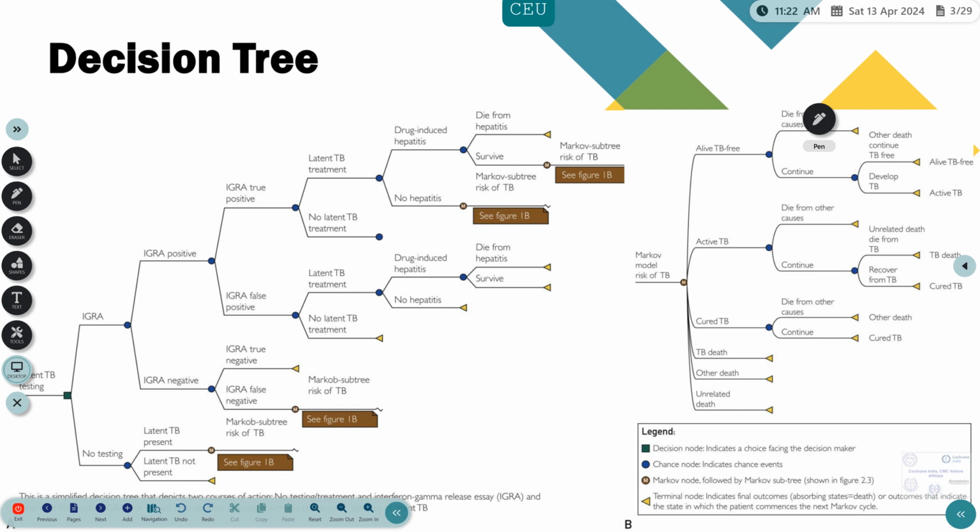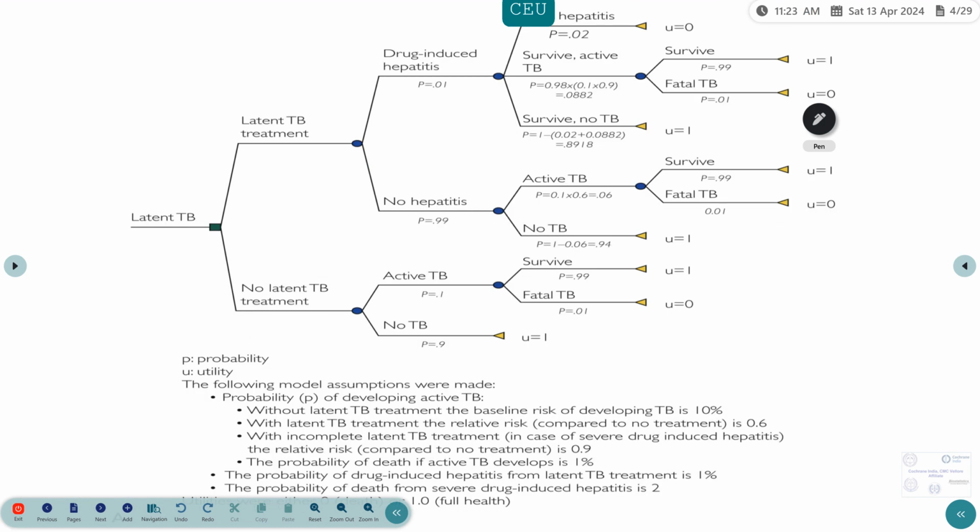We'll go to the rest also. And the different nodes you can see: the square node shows a decision, the circle node shows a chance, and the triangle shows a terminal node. And this M shows a Markov model for TB. So TB patients can either have active TB or they can become TB free, or cured from TB. It shows the different disease states. So again, this is the simplified version of that previous chart.